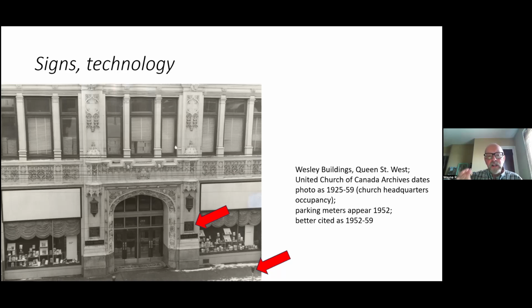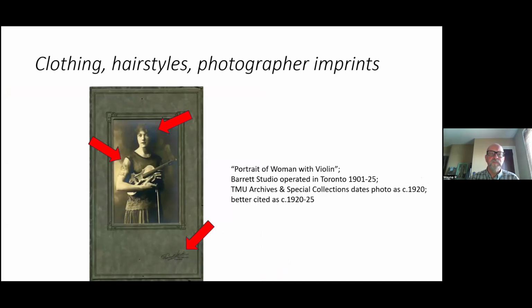Now, I married that information with my research on Toronto parking meters, which is the other arrow down here. Parking meters first appear in Toronto in 1952, so we could better cite the date for this image as 1952 to 1959. Clothing, hairstyles, and photographer imprints.